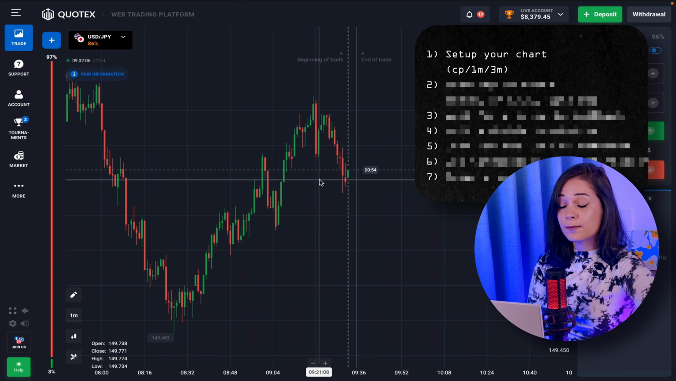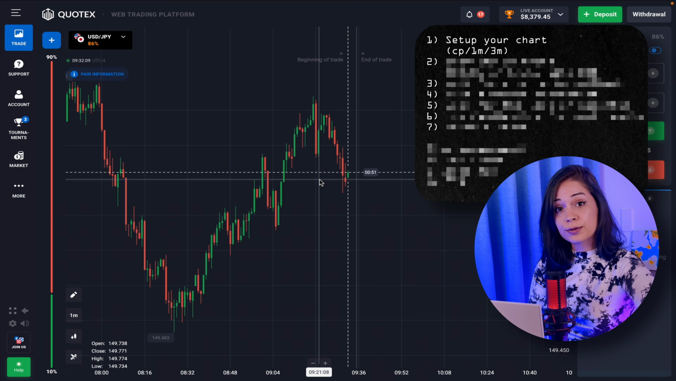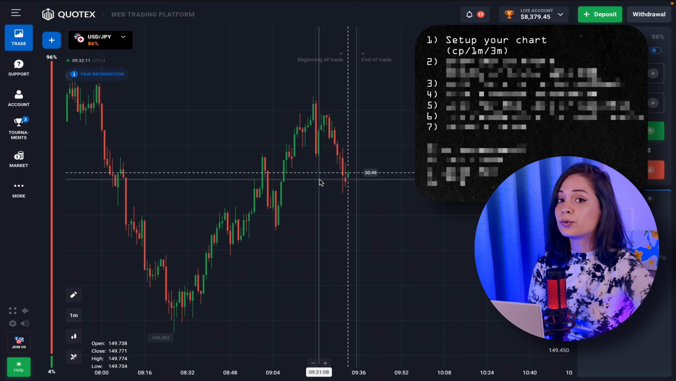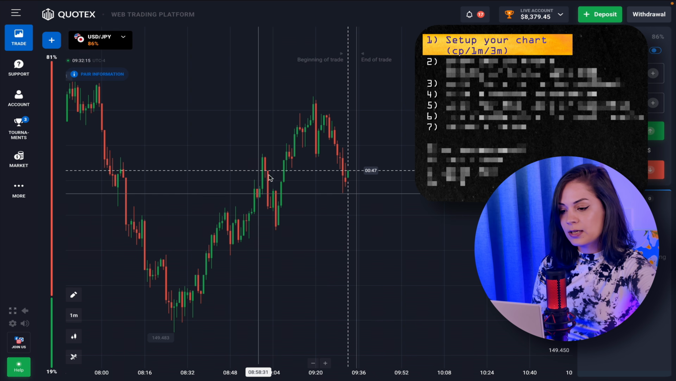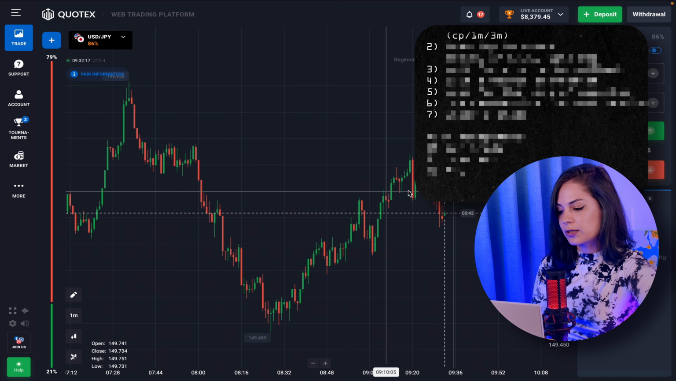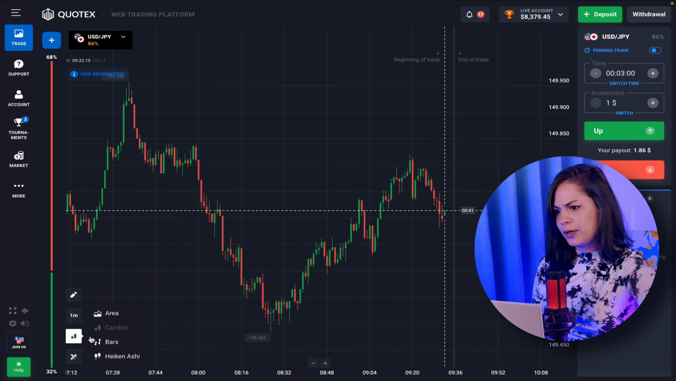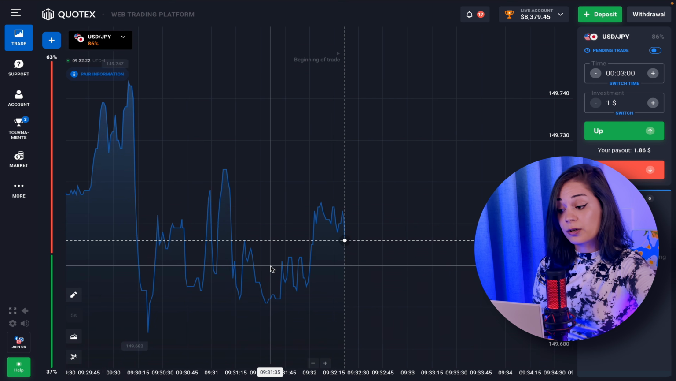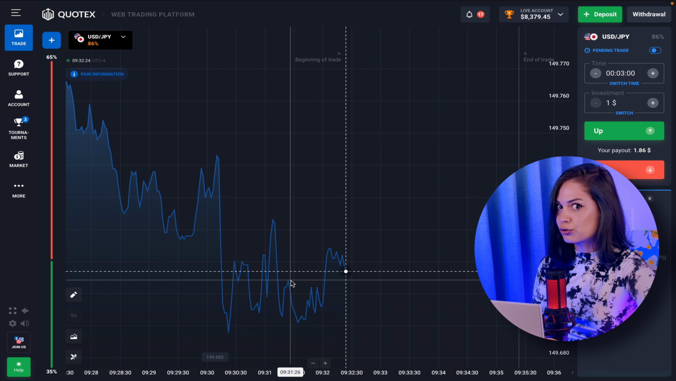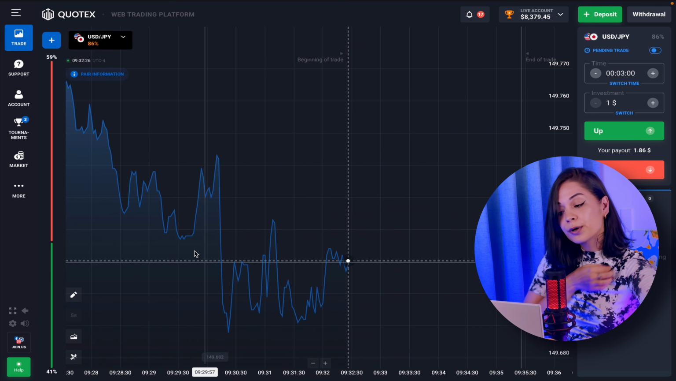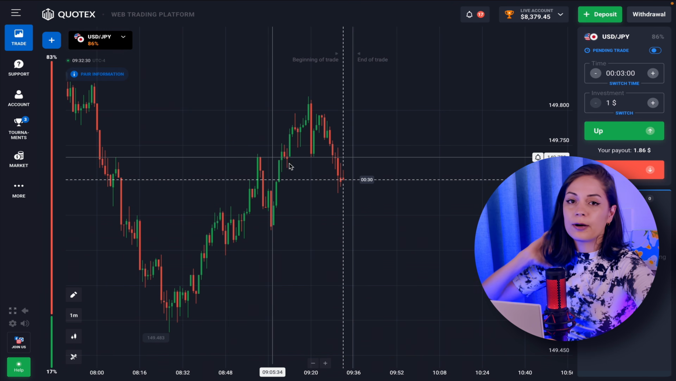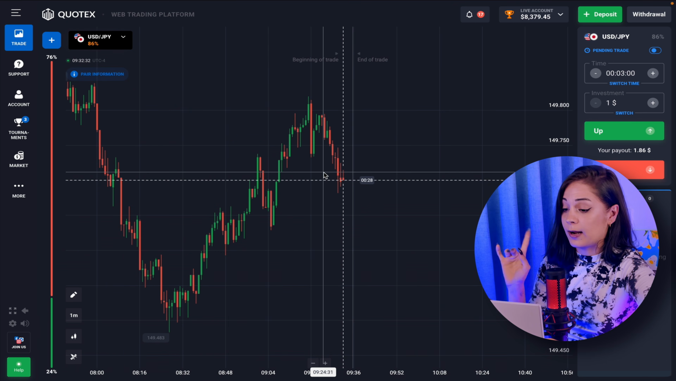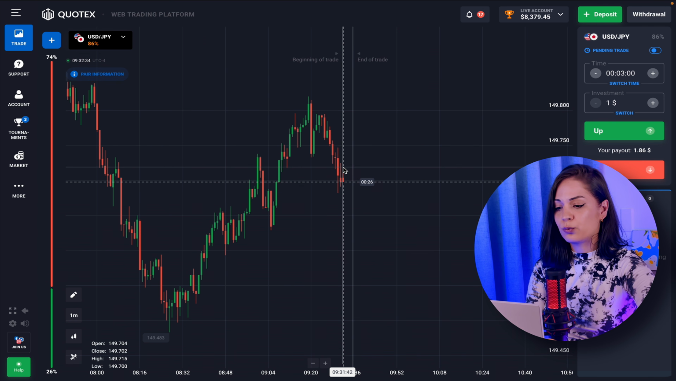Okay, so first things first, we need to talk about the rules of the strategy, and according to those rules, we need to set up the platform. I work with Quotex, and of course, first things first, we need to choose the correct type of chart. When you've just registered on a platform, your chart is going to look like that. This is crazy. I have no idea how to work with that, and we are actually using candlesticks with our strategy and every single strategy that I work with.